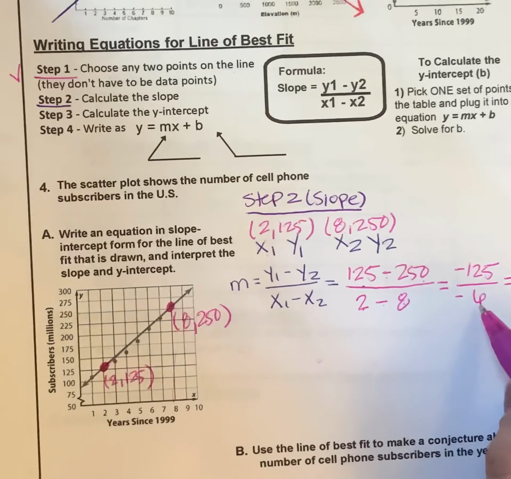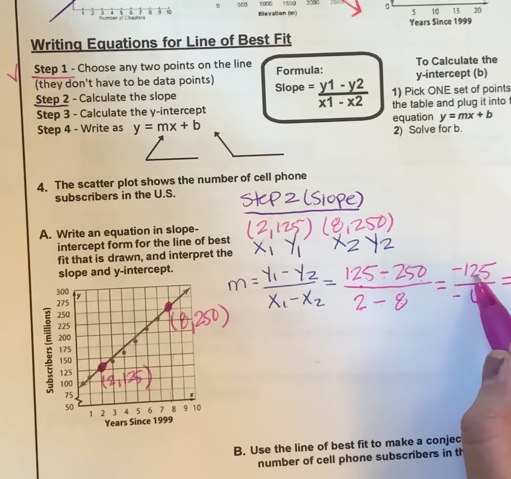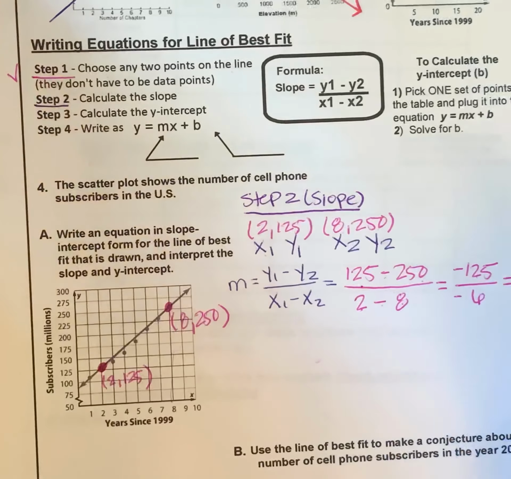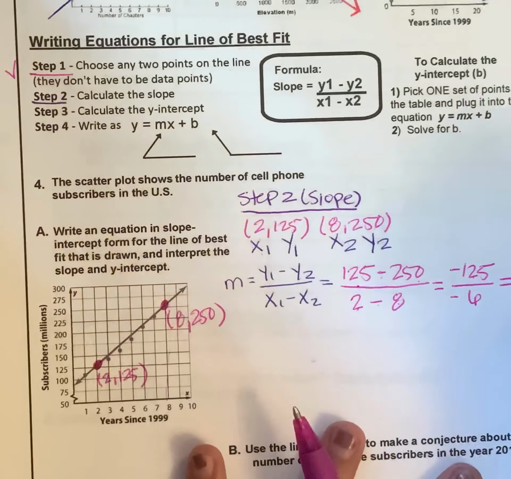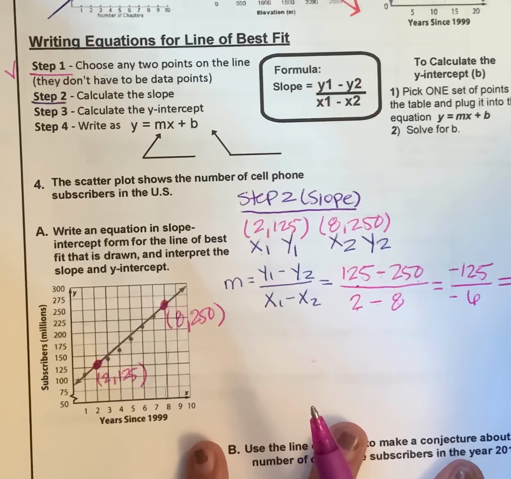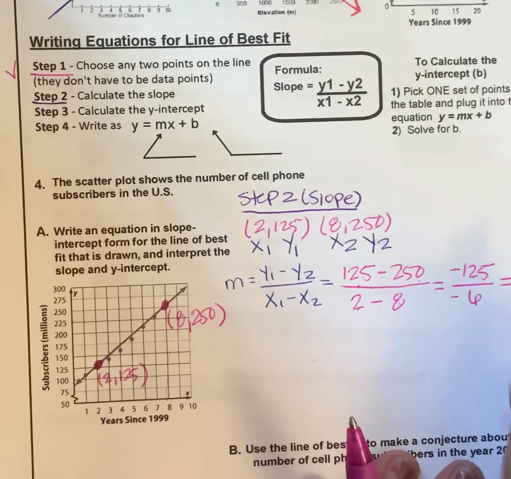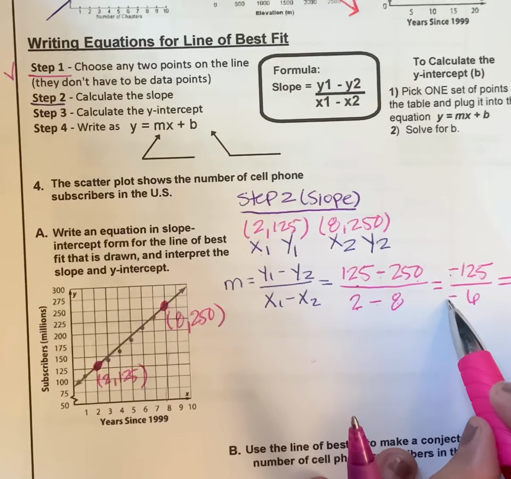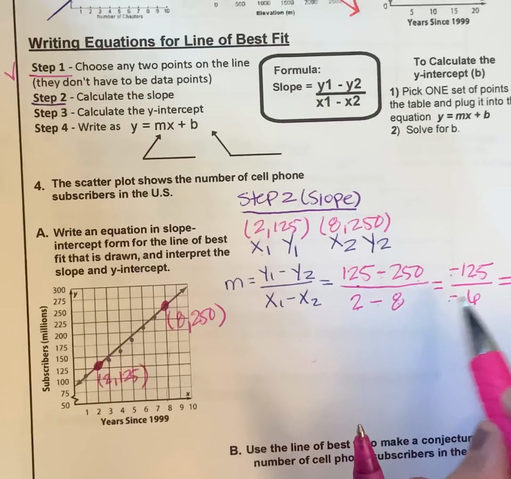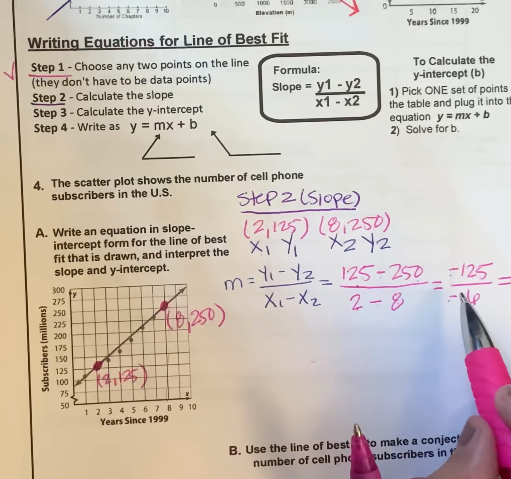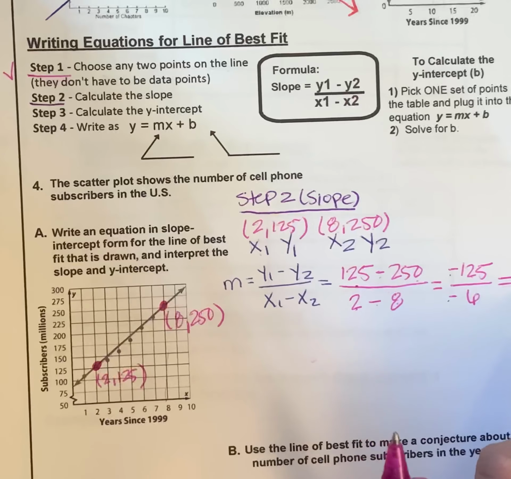Okay, so if we divide 6 into 125, we get 20.8. And those of you who are wondering how I got 20.8, we know that the negatives divide out, and if you use your calculator to divide 125 divided by 6, you will get 20.8.